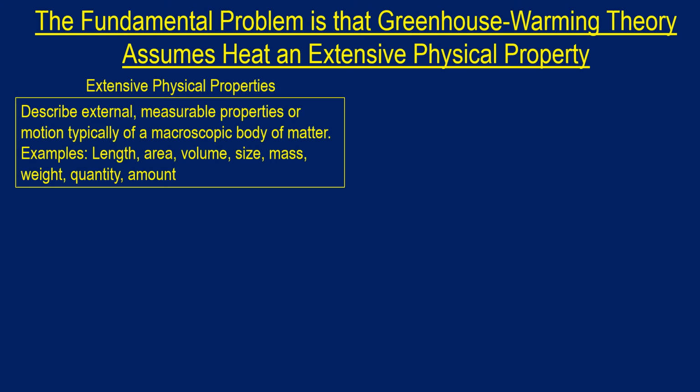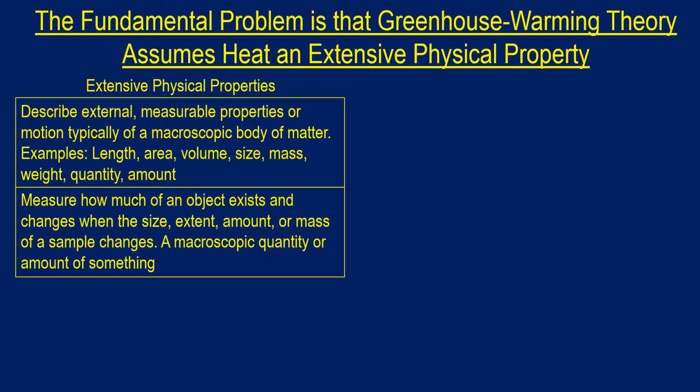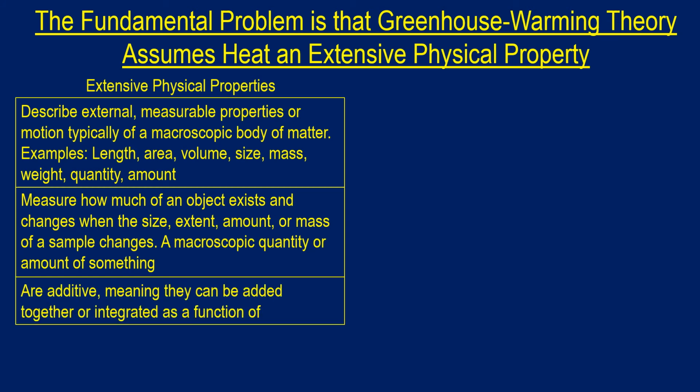Extensive physical properties describe external, measurable properties, or motion, typically of a macroscopic body of matter. Examples are length, area, volume, size, mass, weight, quantity, or amount. Extensive physical properties measure how much of an object exists and change when the size, extent, amount, or mass of a sample changes. Extensive physical properties are a macroscopic quantity or amount of something. Extensive physical properties are additive, meaning they can be added together or integrated as a function of.